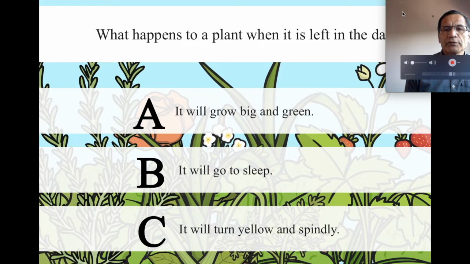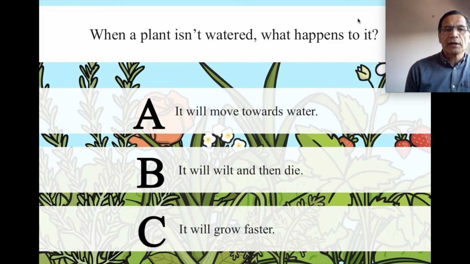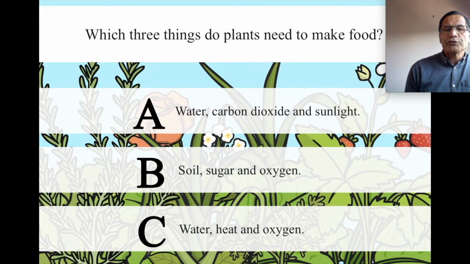I'm not going to move my camera because you won't be able to see the other sentences. Okay, when a plant isn't watered, what happens to it? Is it A, is it B, or is it C? I'm going to quickly pause the video, I'll just continue. Which 3 things do plants need to make food? Is it A, is it B, or is it C?